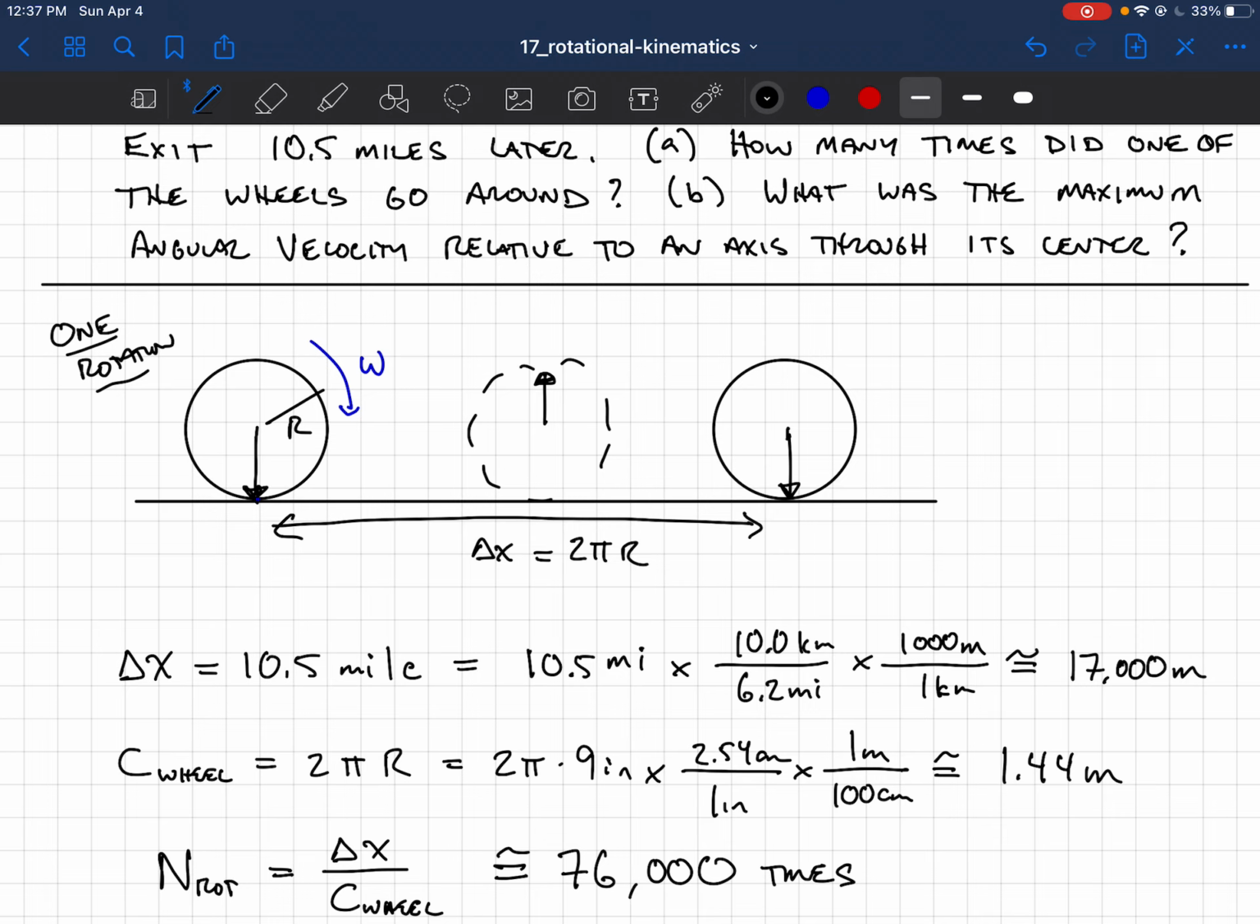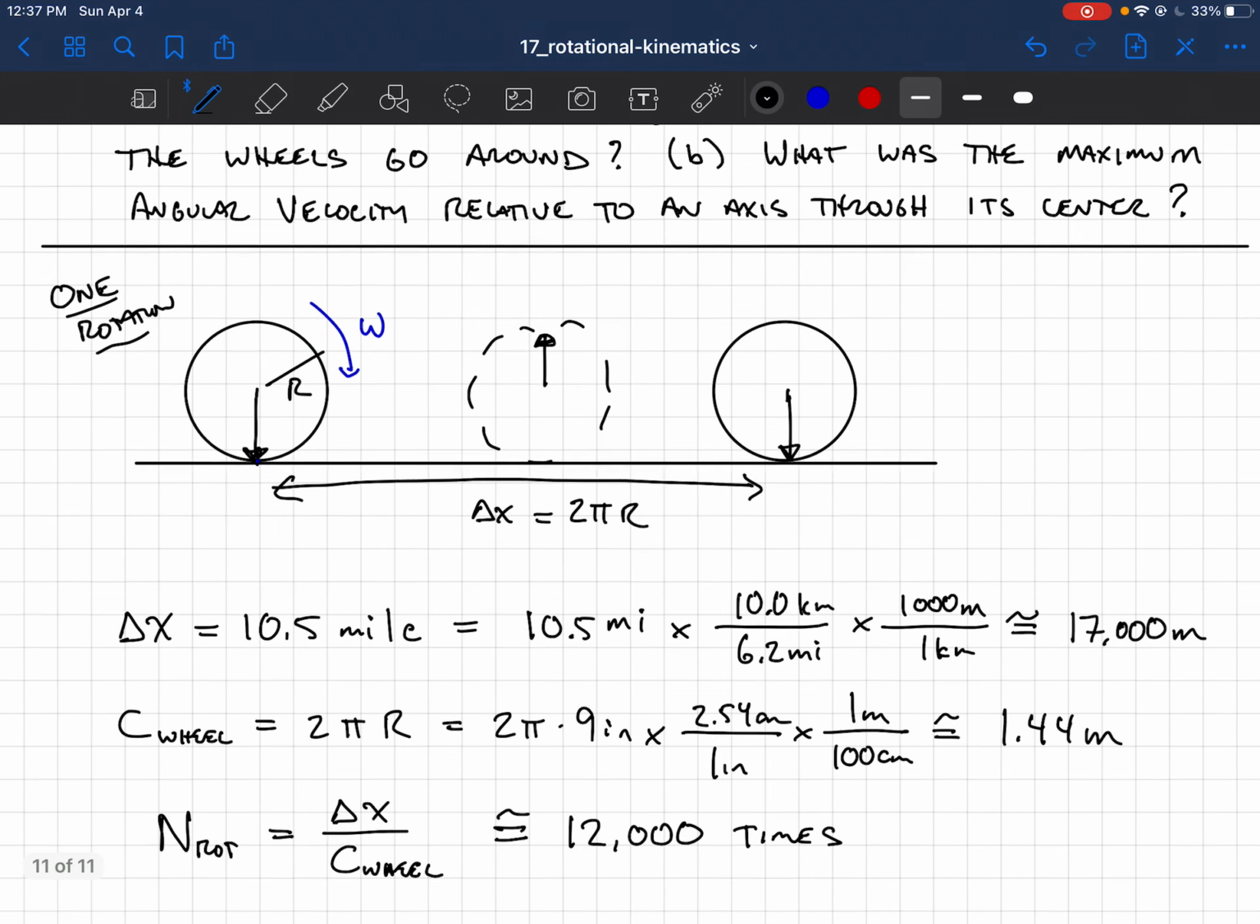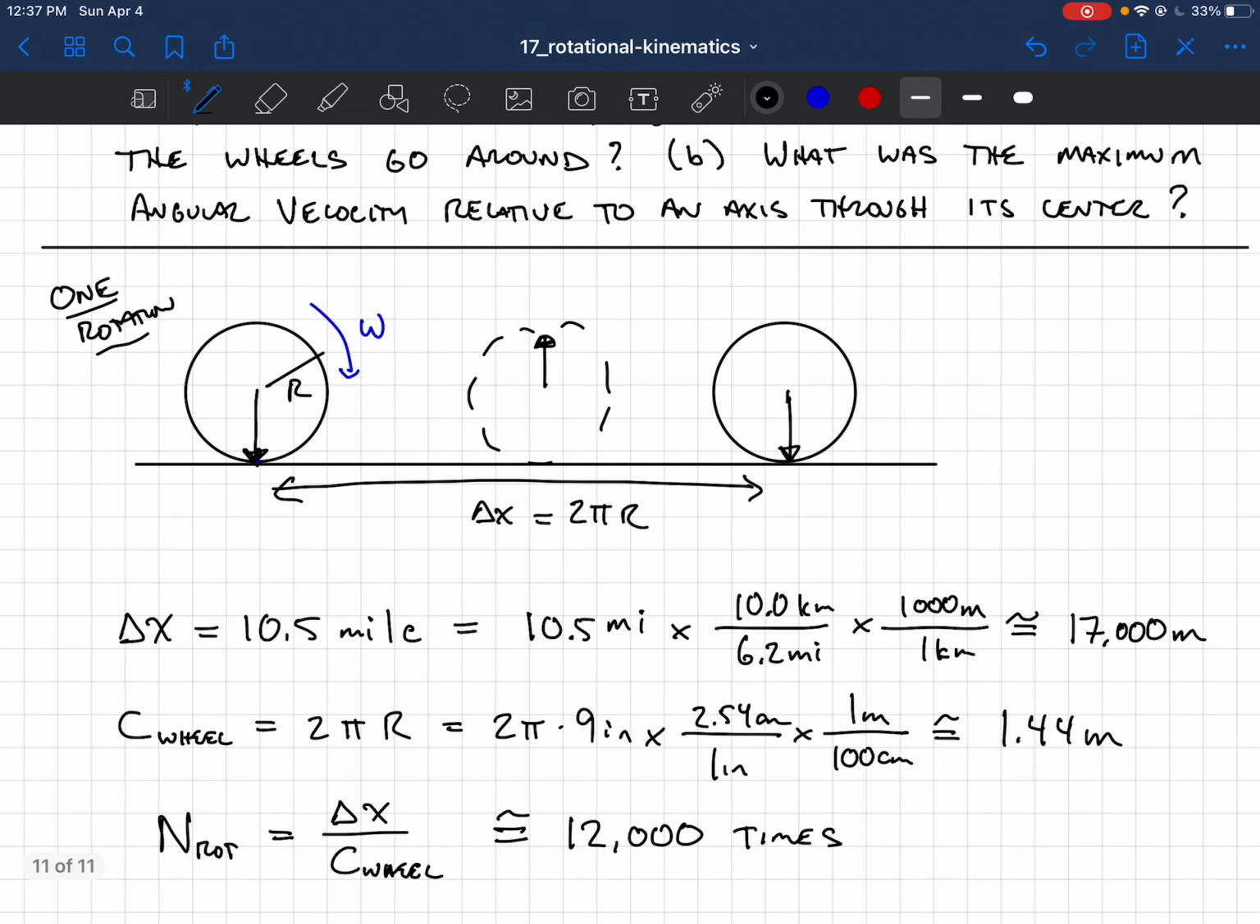So the circumference of your wheel is longer than a meter, and therefore the number of rotations is going to be smaller than 76,000. It's going to be 17,000 divided by 1.44 meters, so it's approximately 12,000 times around there.